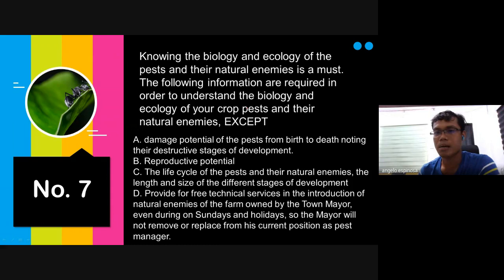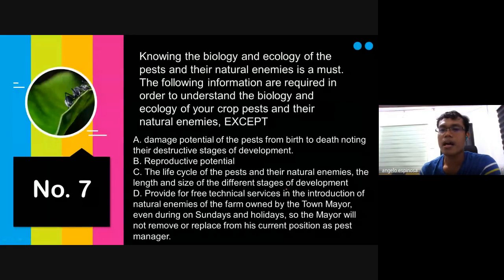enemies, except A, damage potential of the pest from birth to death, noting their destructive stages of development, B, reproductive potential, C, the life cycle of the pests and their natural enemies, the length and size of the different stages of development, D, provide for free technical services in the introduction of natural enemies of the farm owned by town mayor even during Sundays and holidays, so the mayor will not be moved or replaced from his current position as pest management manager. Sorry. So what's the correct answer?